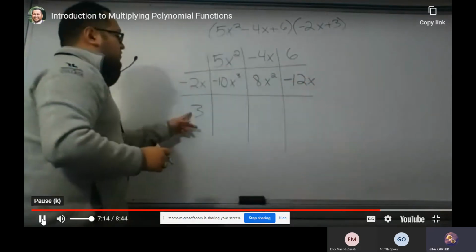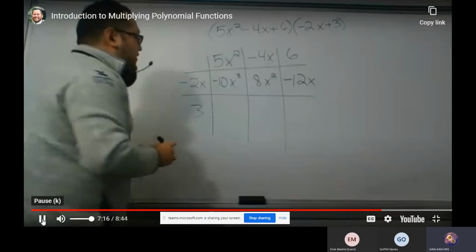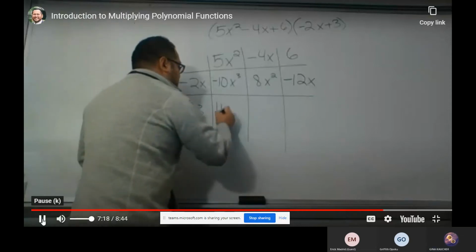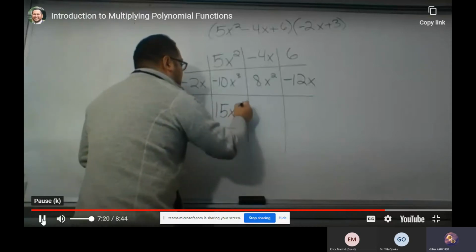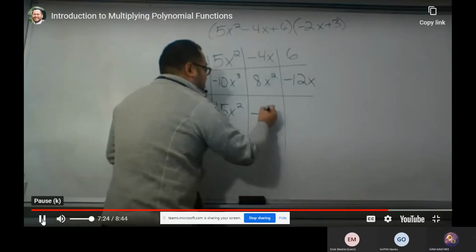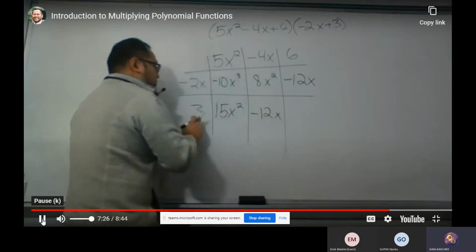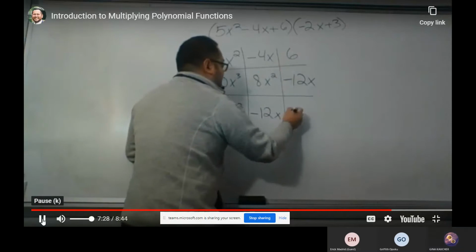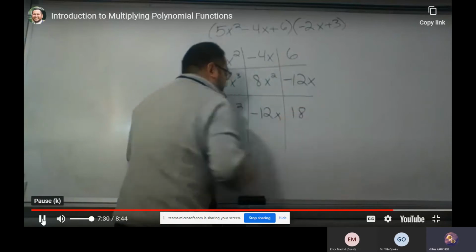So we do the same in the second row. So we have 3 times 5x squared. So that's 15x squared. 3 times negative 4x. That's negative 12x. Then 3 times 6 is 18.